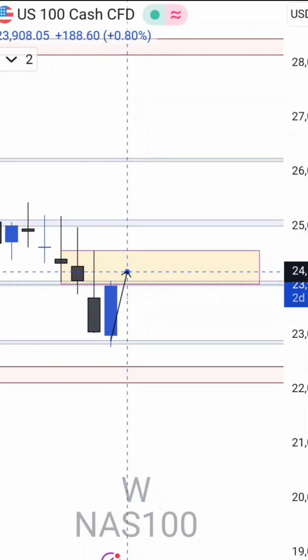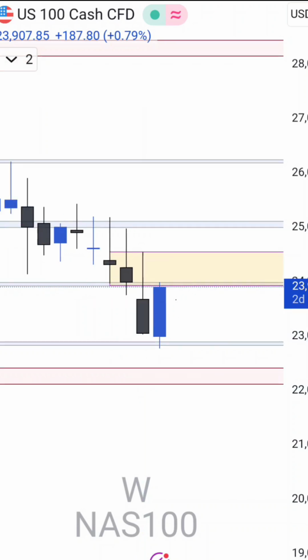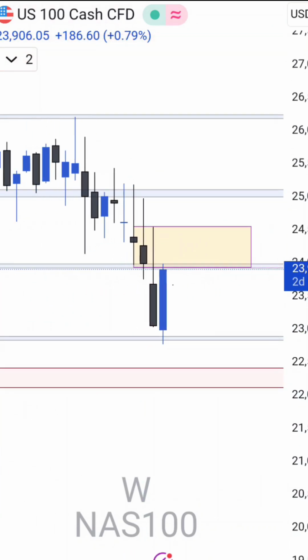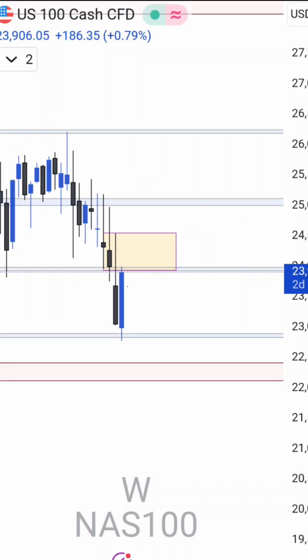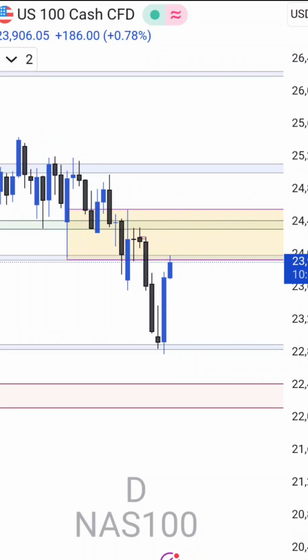Price is going into that retest, and then we're looking for more selling opportunities to bring NASDAQ to the monthly mid-range zone to form that higher low on a monthly time frame. So this is why I'm also looking for selling opportunities on the NASDAQ. Let's just scale down to our daily time frame and see what the daily is doing.